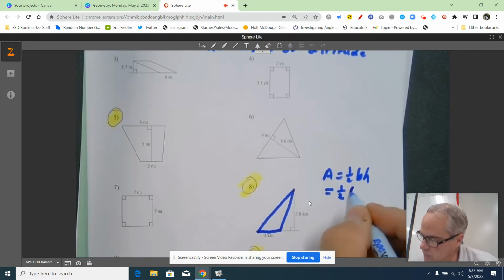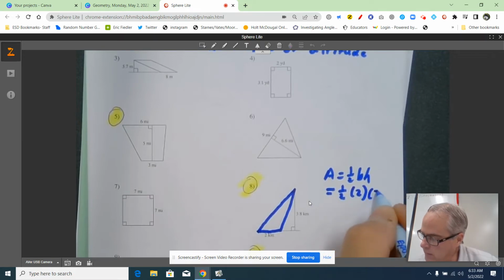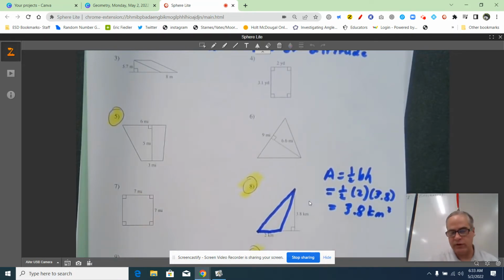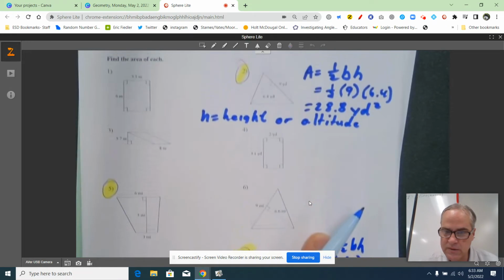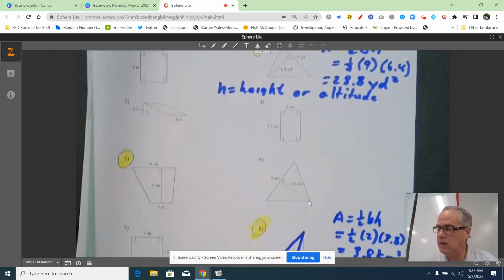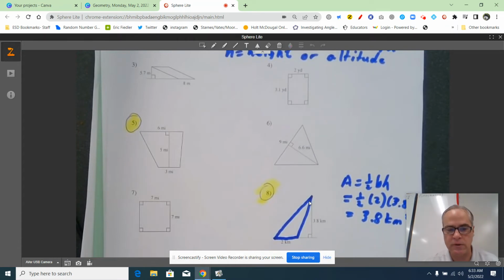So this part of it isn't actually part of the triangle. 1/2, the base is 2. The height is 3.8. Half of 2 is 1. 1 times 3.8 is 3.8 kilometers squared. So my point in giving you this and showing you this question is that sometimes the altitude is outside of the triangle. Sometimes it's inside the triangle. It doesn't matter. It's whatever the line is from a vertex perpendicular to a base.